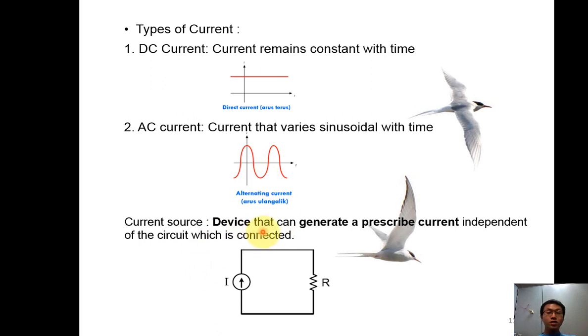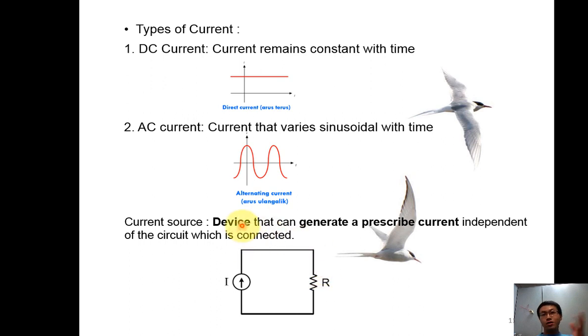Current source. What is a current source? A current source is a device that can generate a prescribed current. Prescribed current means the current that we want. For example, now I connect my current source in a circuit. I assume that I want to maintain this circuit at 10 ampere, so I set 10 ampere. No matter how the load changes, it will still be 10 ampere.